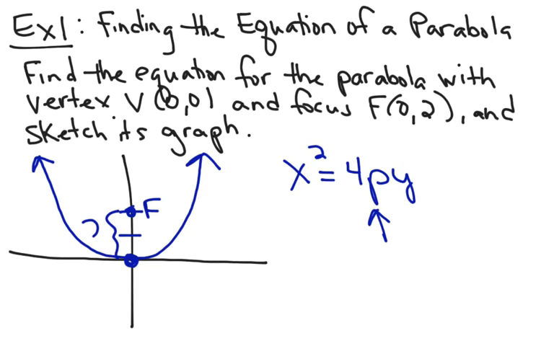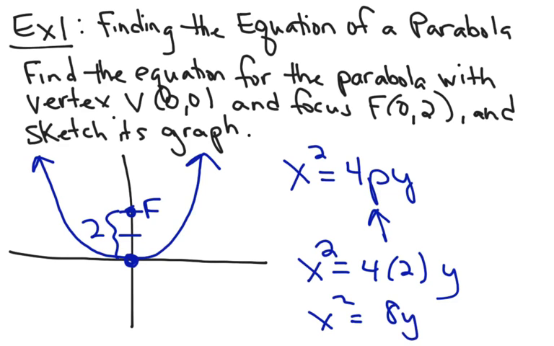P is the distance between the vertex and the focus. Well, that happens to be 2 units. So the equation must be x squared is equal to 4 times 2 times y. So x squared must equal 8y. And as I said before, since the focus is at positive 2, the parabola must open upward. And the directrix must be at y equals negative 2.